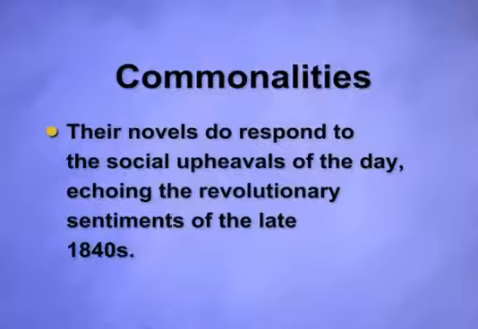As one might expect, Charlotte and Emily have many things in common. Their novels do respond to the social upheavals of the day, echoing the revolutionary sentiments of the late 1840s. Jane Eyre begins with an act of rebellion, as Jane strikes back at her abusive cousin. Her bold action is all the more remarkable because she's an orphan, dependent on the generosity of his family.